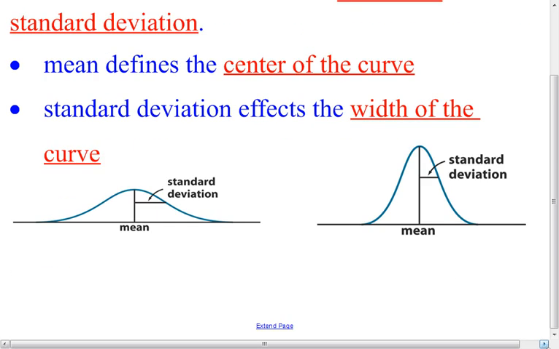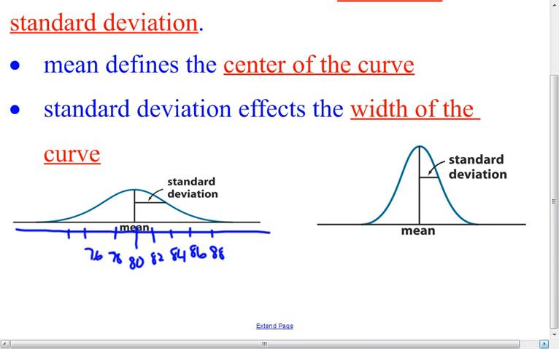Let's say we were looking at, I have no idea, test scores. So let's say the average test score was 80, and there were some people that got 82, 84, 86, 88. I'm just kind of making this up. But this is what I would want you to know. So here's the mean. The mean is right here at 80.